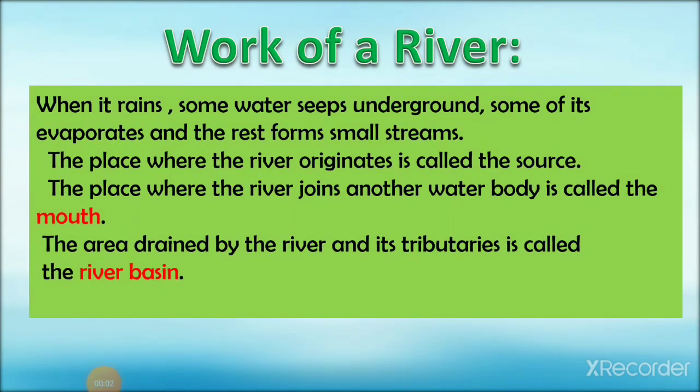When it rains, some water seeps underground, some of it evaporates, and the rest forms small streams. The place where the river originates is called the source, and the place where the river joins another water body is called the mouth. The area drained by the river and its tributaries is called the river basin.